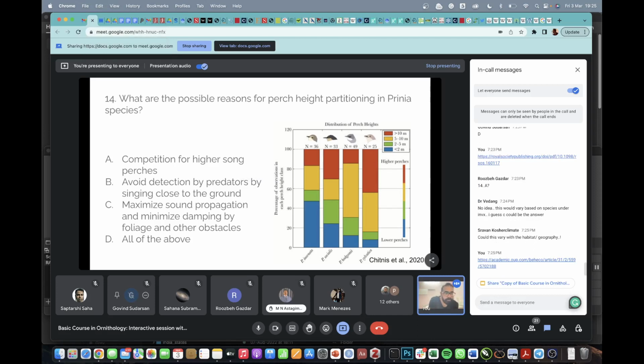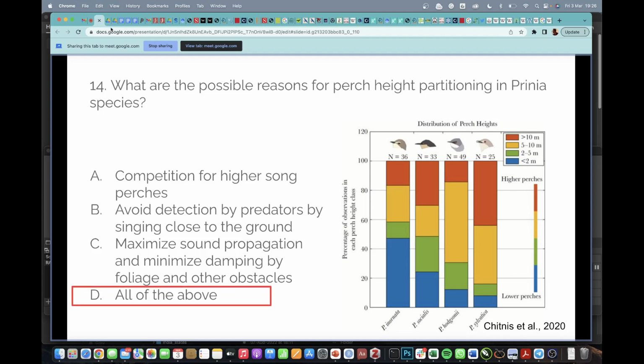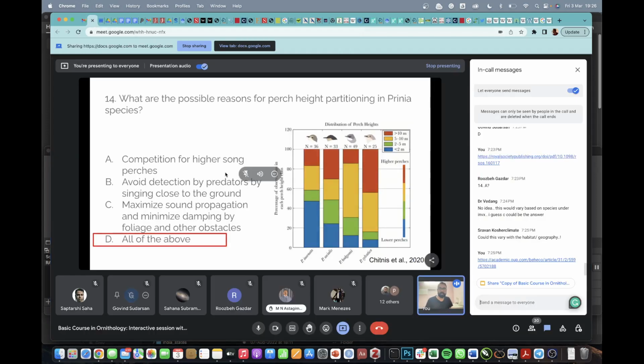Okay. Could this vary with the habitat geography? No idea. This would vary based on the species. I guess C could be the answer. Use space A. So basically, they couldn't find out a particular reason for why this height partitioning within these species. So basically, the answer is all of the above, I think. Yeah. So they have speculated a lot of these reasons.